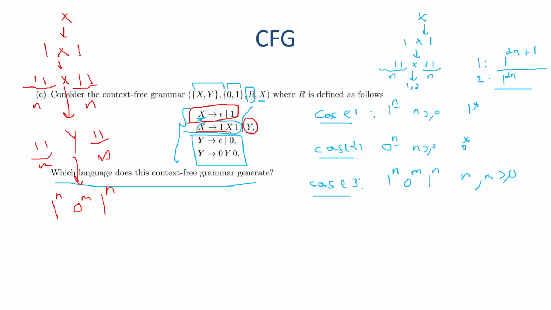Now, some of these cases may be inside each other. If you notice, case 2 is kind of inside case 3. If n was 0, you're left with 0m, which is like some number of zeros. So case 2 is inside case 3. However, case 1 is not inside case 3, because if I take this m to be 0, I'm left with only 1 to the 2n, which is the even ones. However, case 1 can also generate the odd ones. So that's enough. I don't have to be so optimal here.